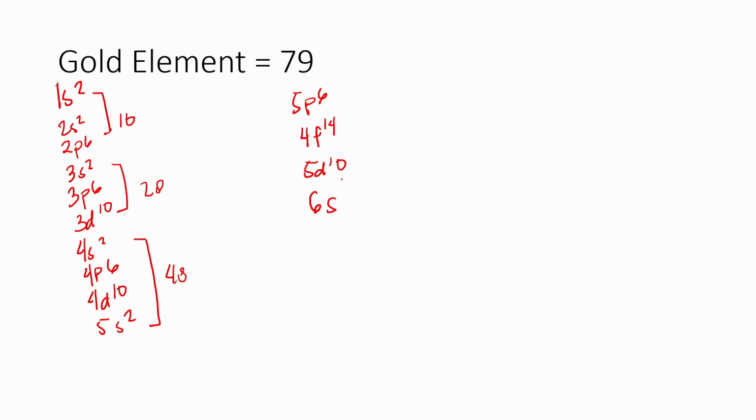Let's check how many. 48 plus 6 is 54. 54 plus 14 is 68. 68 plus 10 is 78. And finally, 6s1. 79 electrons.